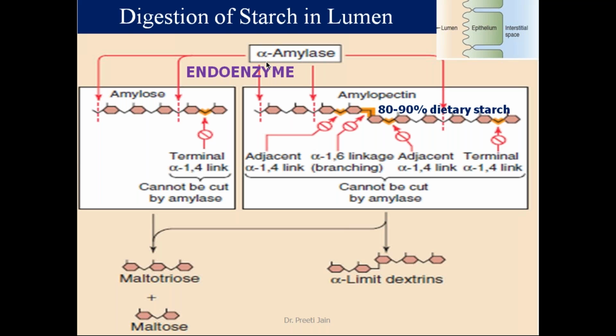Okay, so alpha amylase is called an endoenzyme. It is a type of endoenzyme. Why? Because it acts only on the interior bonds. It does not act on the terminal 1,4 linkages, and it does not act on the branching alpha 1,6 linkages. Okay.